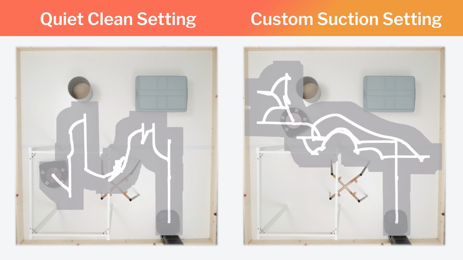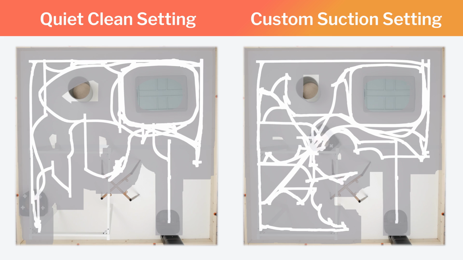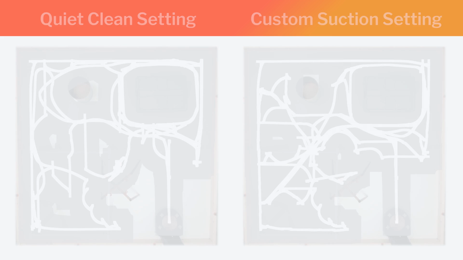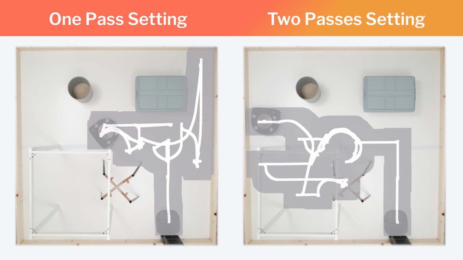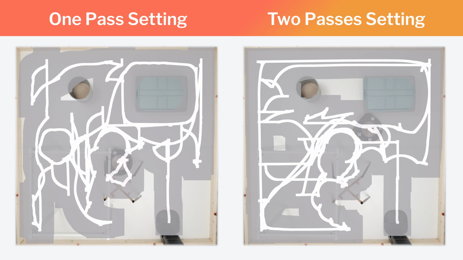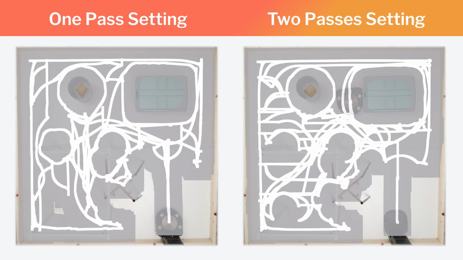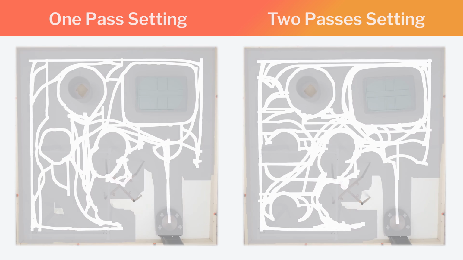Next, we tested the robot's movement on the quiet clean setting and on custom power, still with automatic passes selected. We also tested it on the one pass setting and on the two pass setting. We saw most of the same issues we saw earlier, that is, repeated bumping around certain obstacles and lack of coverage in certain areas in all of these trials as well.